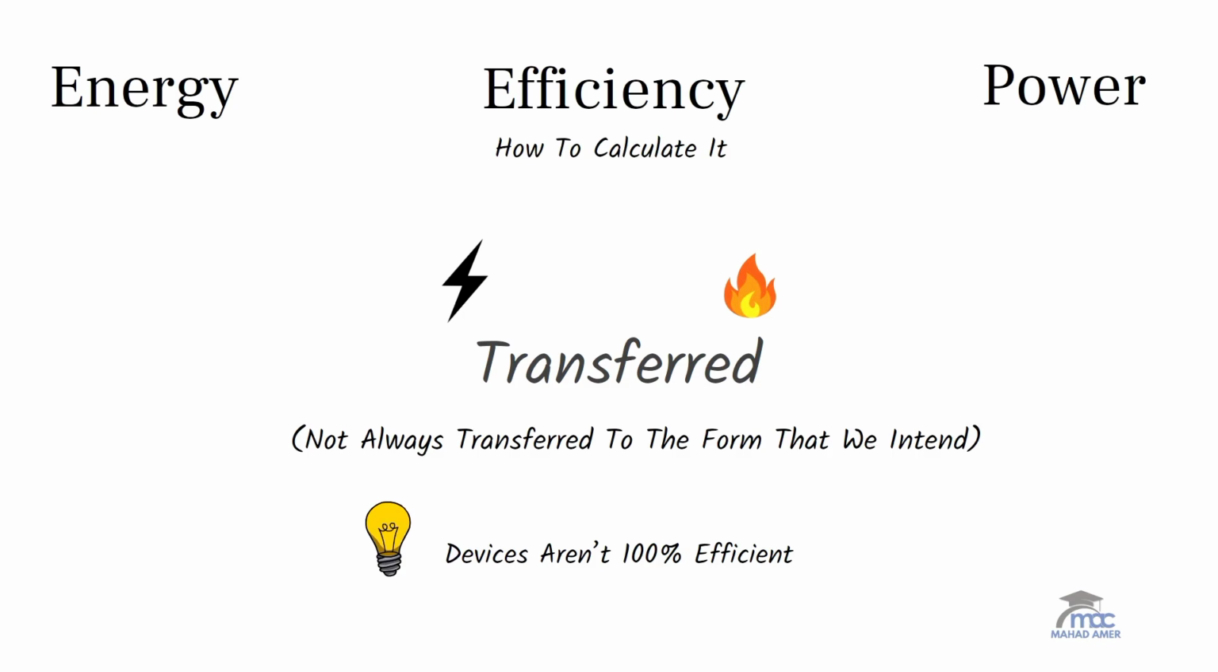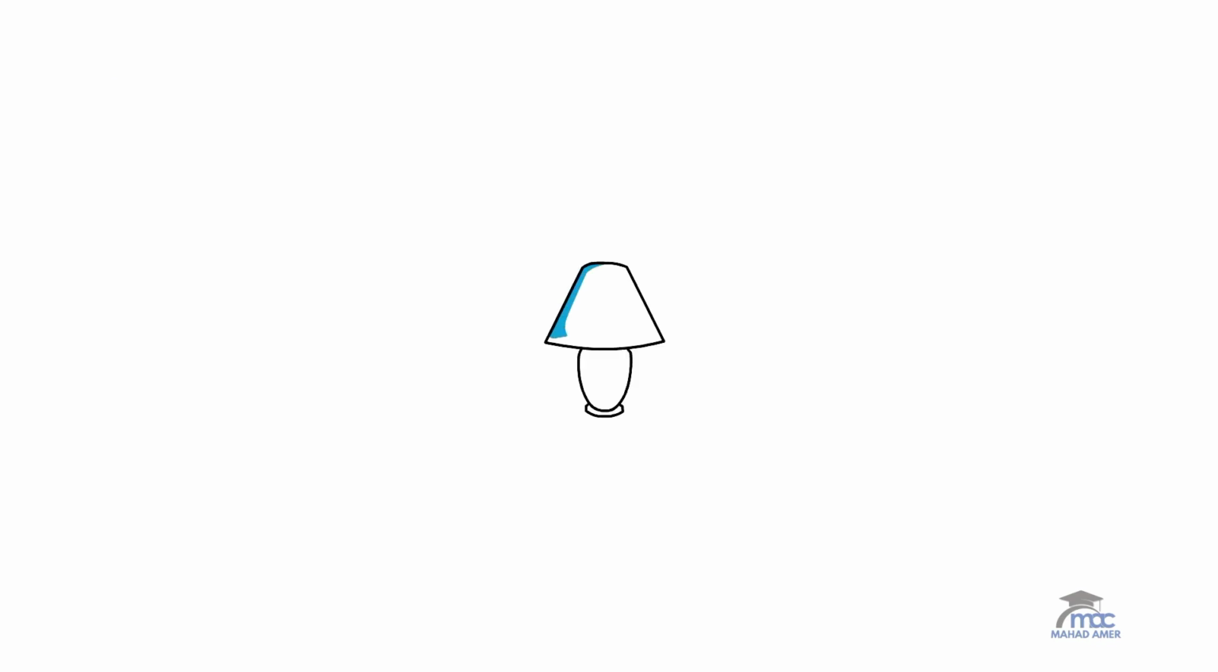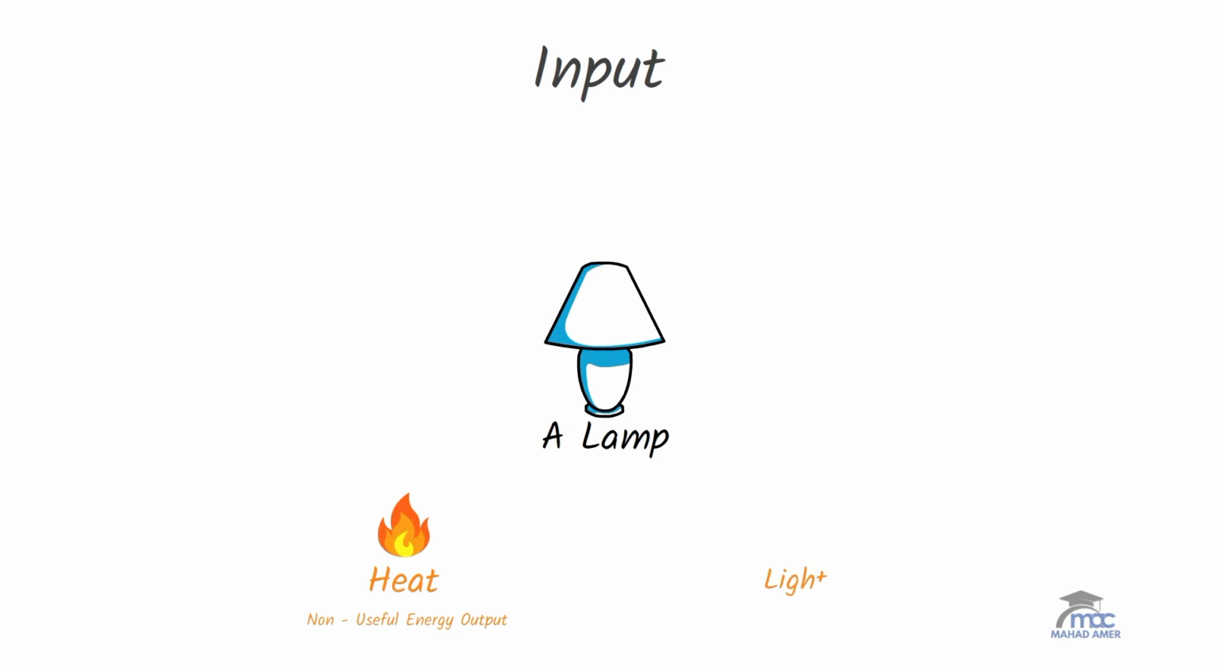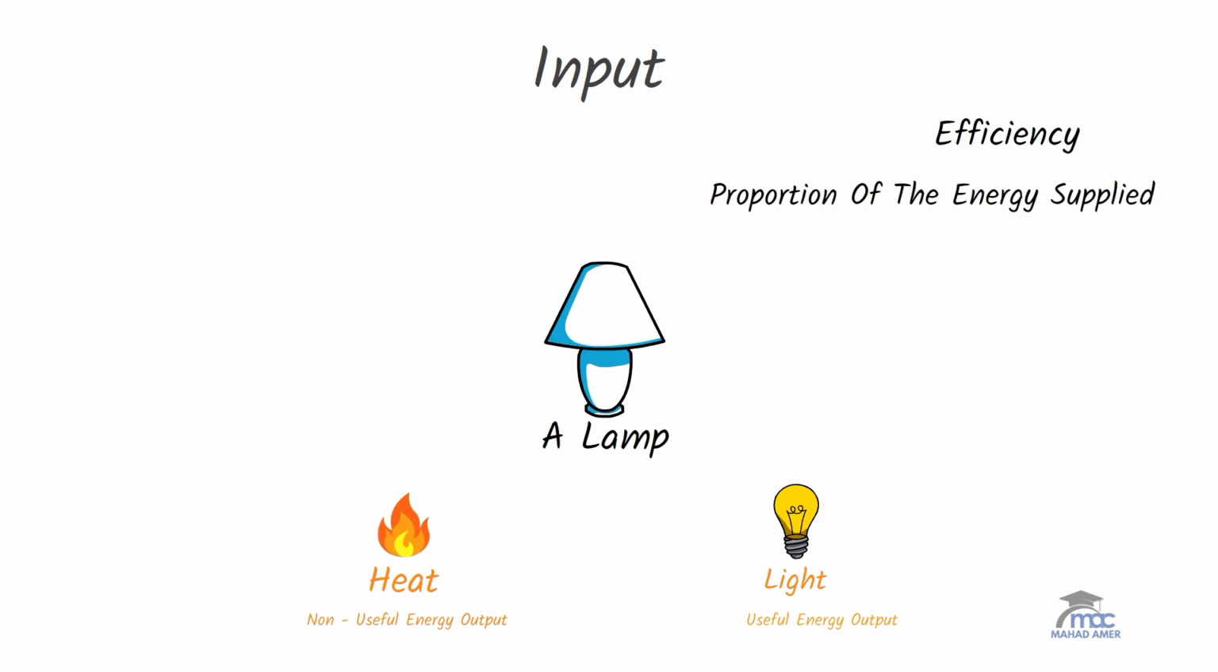We are going to take the example of a lamp. A lamp receives its energy, or in other words, its input energy is in the form of electrical energy, while its output is in two forms, heat energy and light energy. Heat energy is regarded as non-useful energy and light energy is regarded as useful energy, since the purpose of a lamp is to provide light. All extra forms of energy other than the main use are classified as waste. And this is what gives us the concept of efficiency.